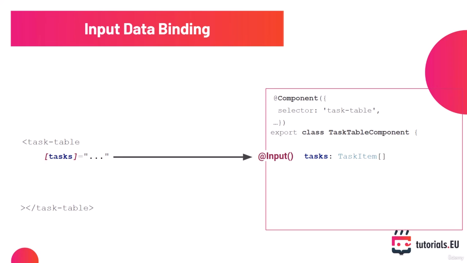By using the @Input decorator, we open the door for the field to be consumed from a parent component by using data binding. So our task list component is the parent, because inside of the task list component in the template, we have the task table. So we simply forward the tasks using the @Input decorator to the child component, which is the task table component.